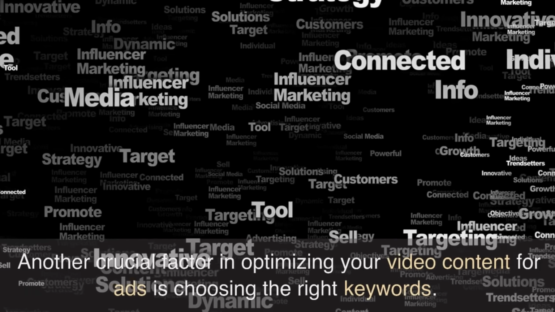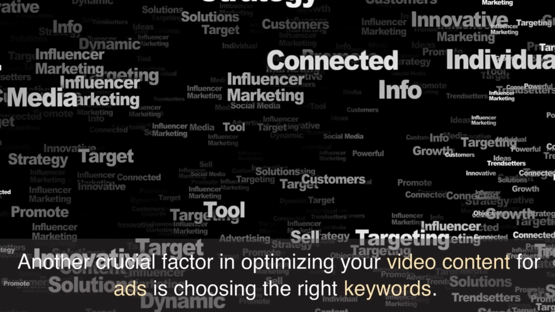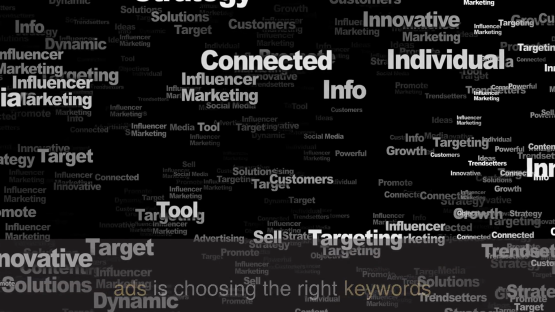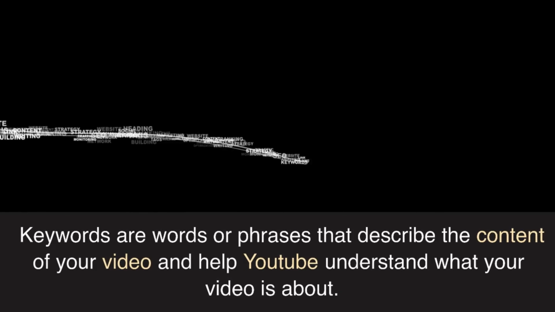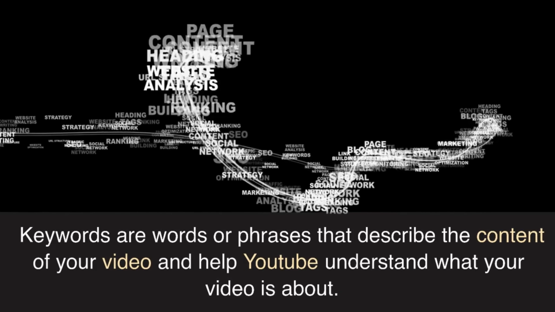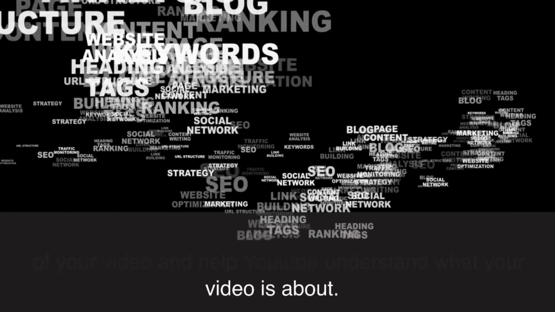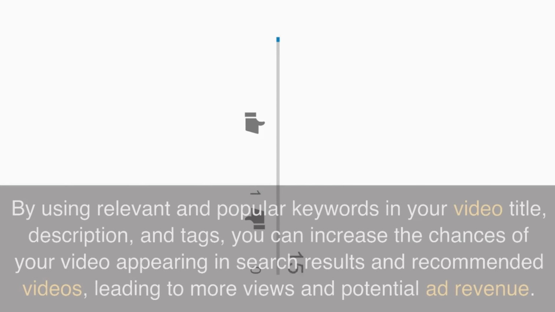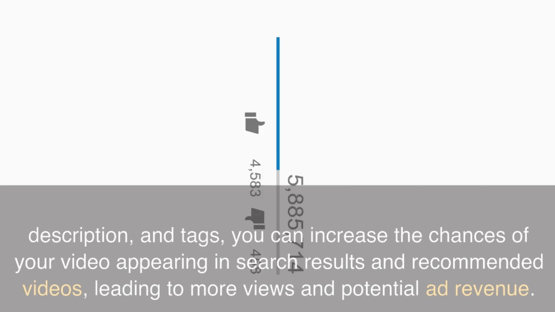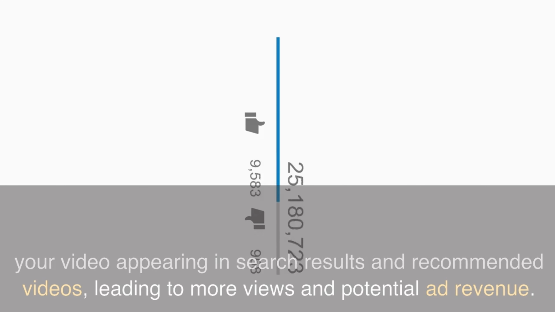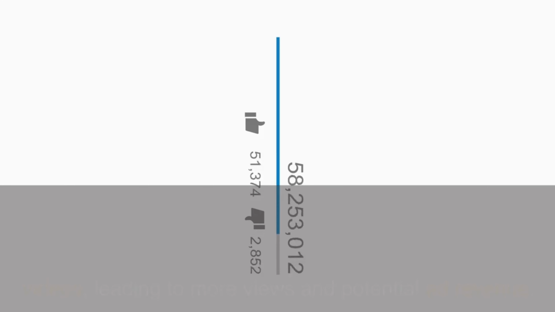Another crucial factor in optimizing your video content for ads is choosing the right keywords. Keywords are words or phrases that describe the content of your video and help YouTube understand what your video is about. By using relevant and popular keywords in your video title, description, and tags, you can increase the chances of your video appearing in search results and recommended videos, leading to more views and potential ad revenue.